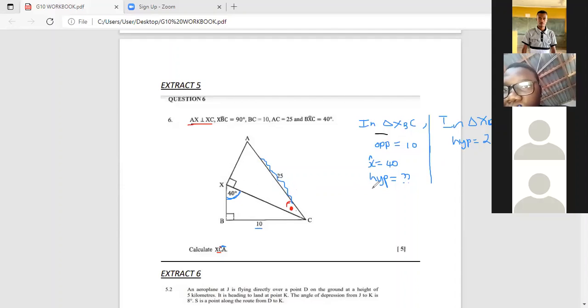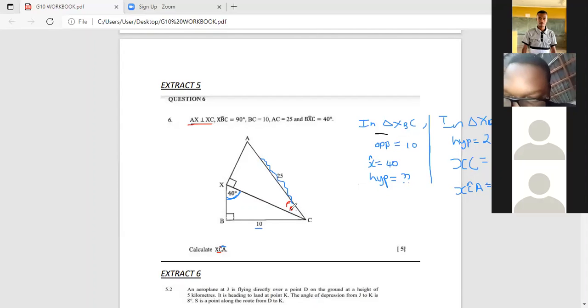So what I can find is XC, which is the adjacent side of the angle we want. We want this angle, XCA. That's what we want. So I have identified the given information, right? I have identified what I want.